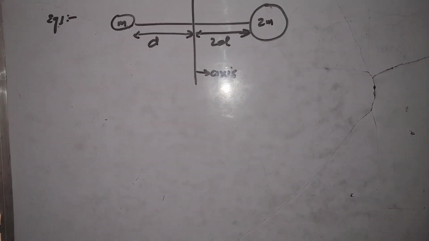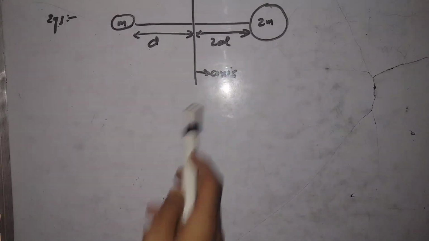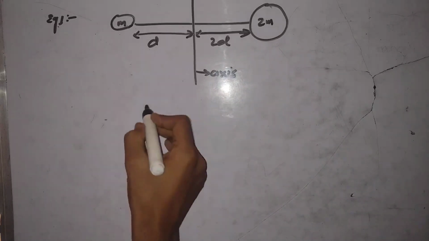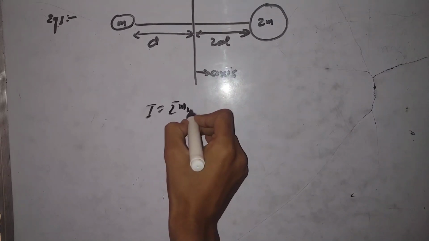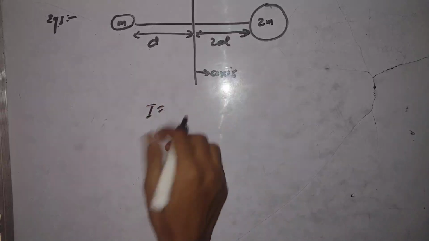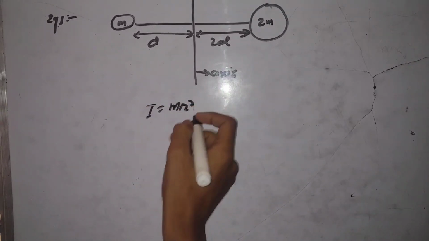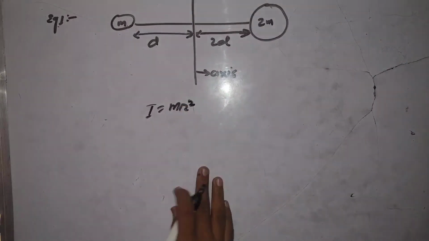So this is the first example. We have to find the moment of inertia of these two masses with respect to this axis. Let's solve it. We know that moment of inertia I is defined as sigma m_i r_i square, and we can also write this simply as m r square, where r is the perpendicular distance from the axis of rotation.